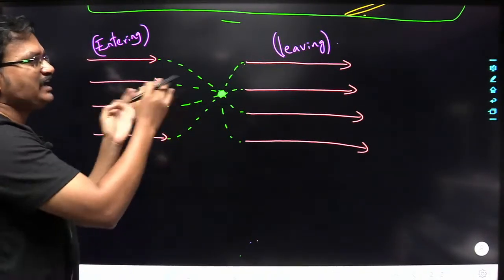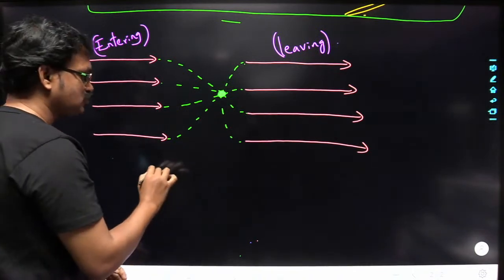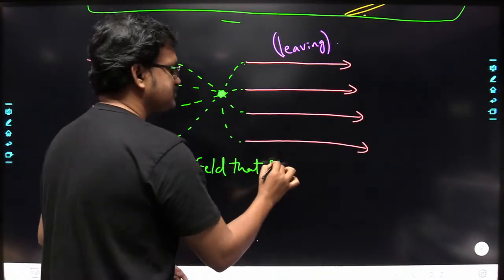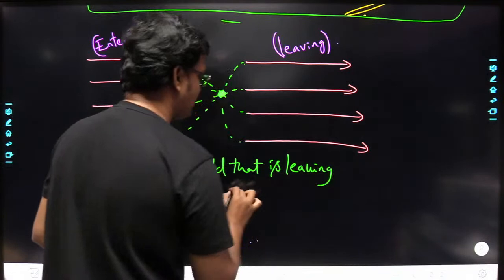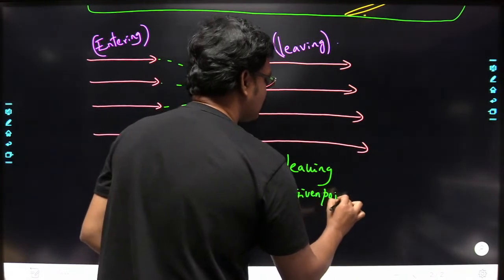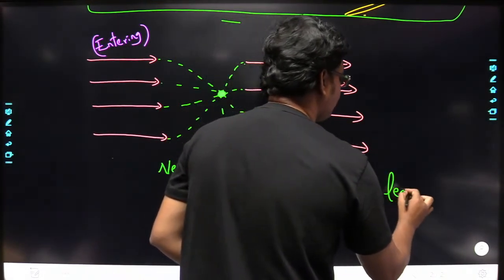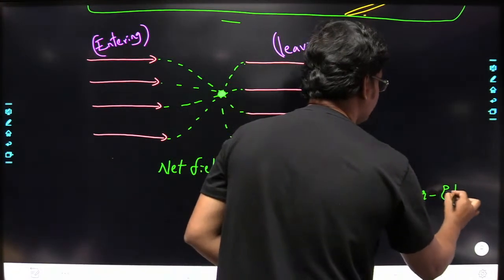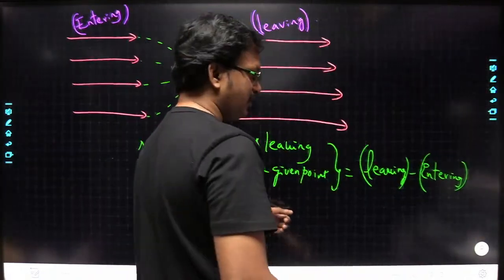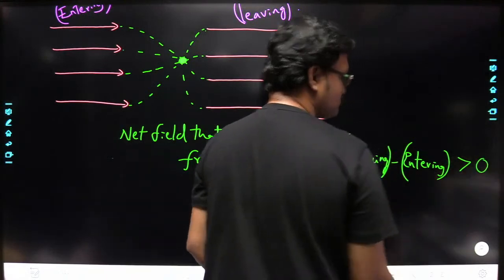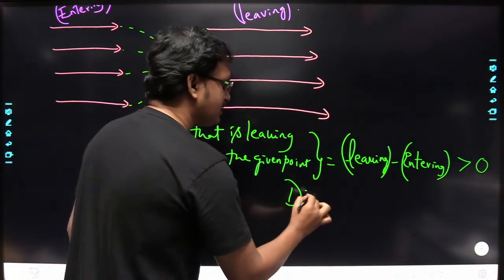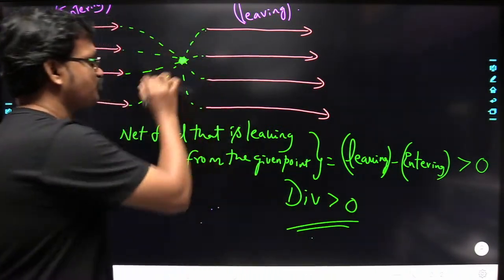So now what is the net field that is leaving here? The net field that is leaving from the given point I can represent as leaving field minus entering field. Now here the leaving field is greater than the entering field, so you are going to get this value as greater than 0. So the net field leaving from this point is greater than 0. That means you will get divergence greater than 0 at this point.